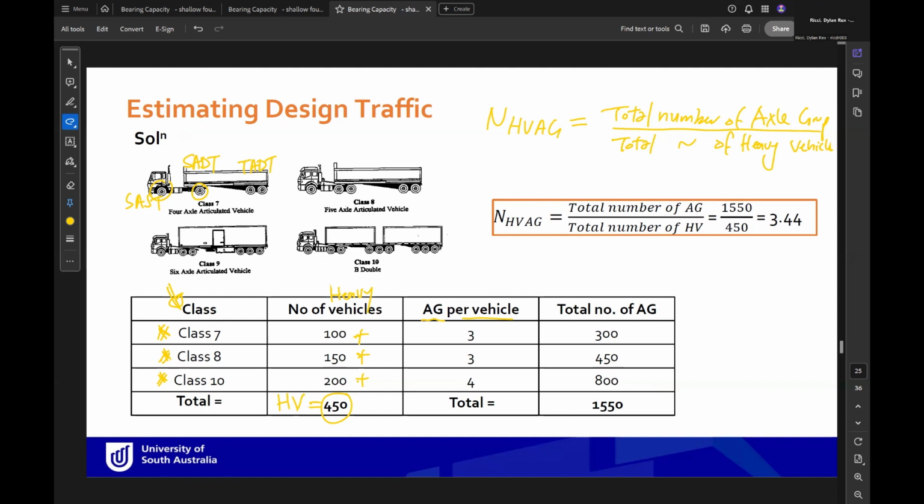For class 8, how many axle groups do we have? 3. Okay, and here we have 1 SAST, here TADT, here we have TADT, so we still have 3 axle groups. At class 10 we have 1 SAST, 2 TADT, 3 TRDT, 4 TRDT. We have 4 axle groups. So the total number of axle groups is the number of vehicles times the number of axle groups.